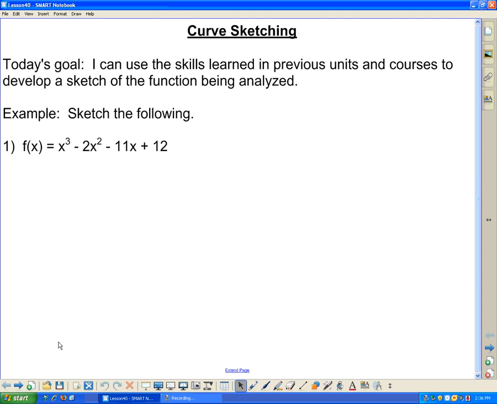Hey, today we are learning about curve sketching. So we're taking all the skills we talked about in the previous videos, and we're going to actually go ahead and do the application. We're going to actually see what it looks like. So what's the goal today?